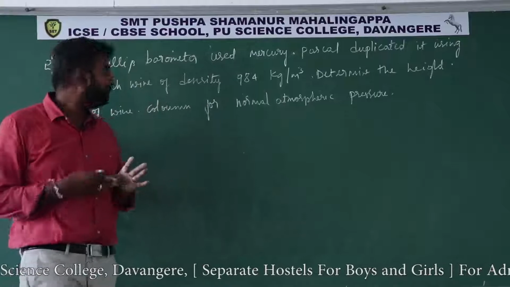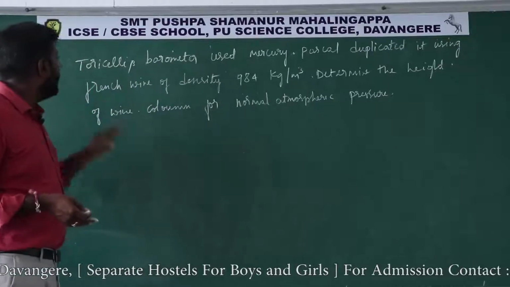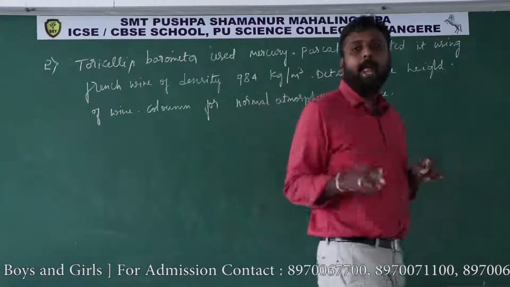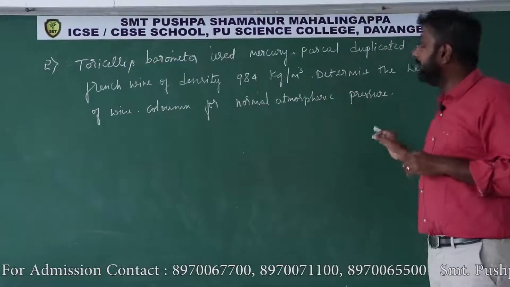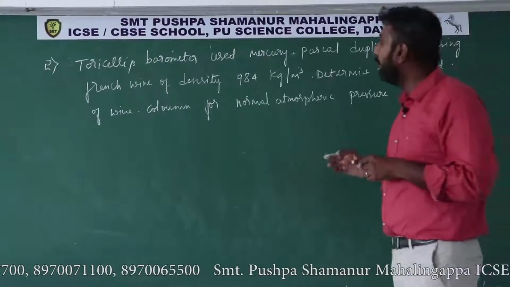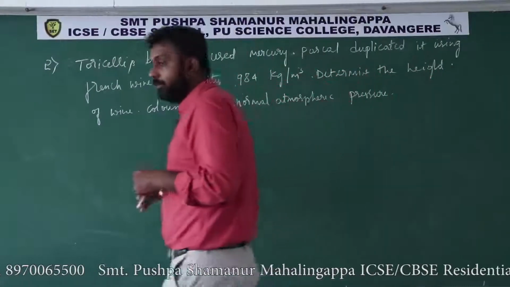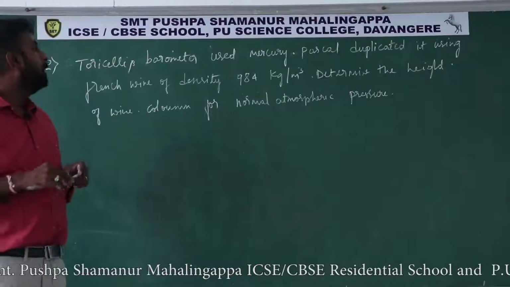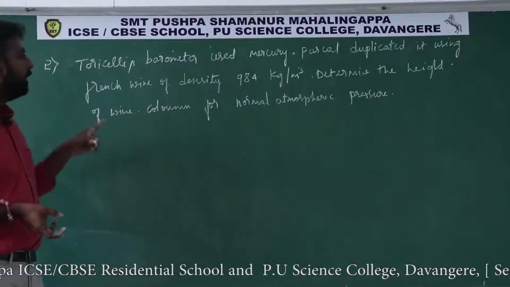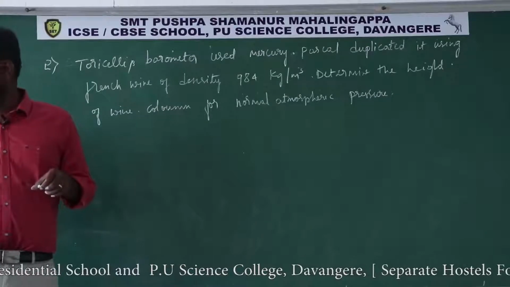So in this problem, Torricelli's barometer used mercury, and Pascal duplicated it using French wine of density 984 kg per meter cube. Determine the height of the wine column for a normal atmospheric pressure.